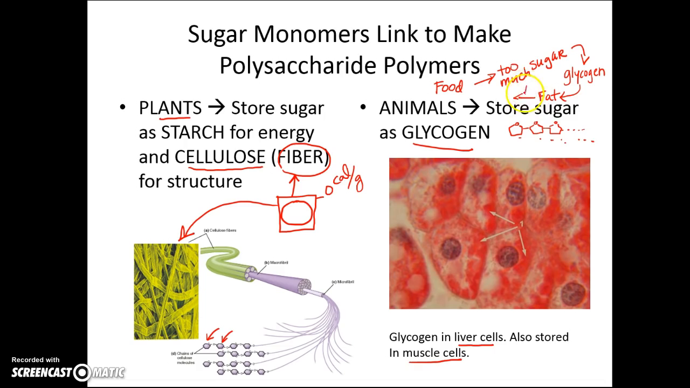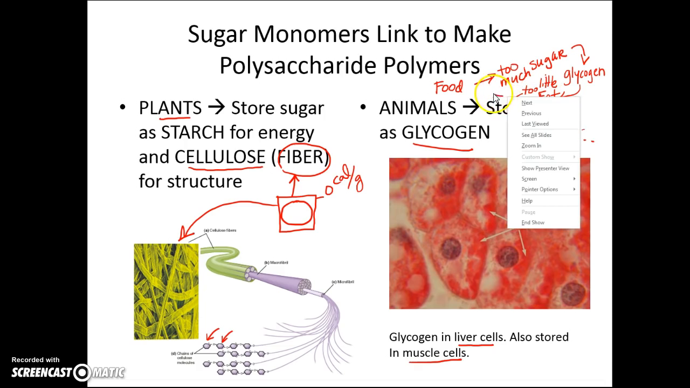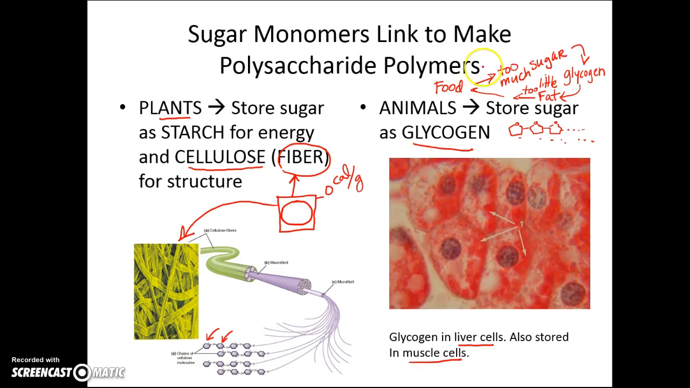If we have too little sugar, then we're going to break that fat back down into sugar that's similar to our food. So we're constantly cycling between breaking fats down and storing them up. And glycogen is kind of an intermediate point there.